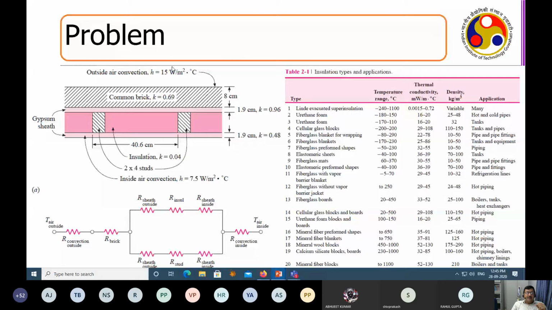So now in this sort of situation, how exactly do you compose a resistance model? You can see that this is the temperature outside. Then you have the convection, outside air convection. Then you have the resistance for the brick, and then comes this thick insulation layer. So you can essentially divide this part as a parallel part, where these are the sheet.